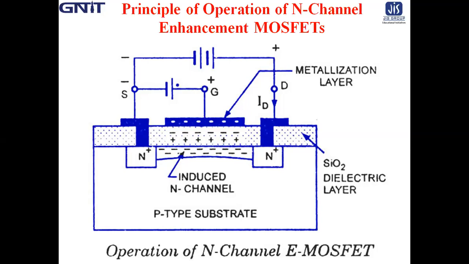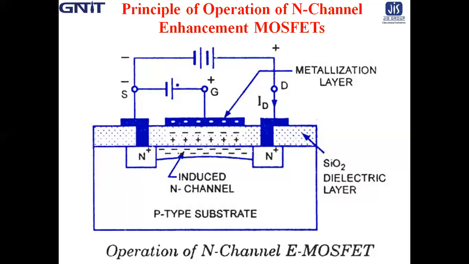The positive gate voltage will establish a transverse electric field through the oxide, which will end on induced negative charge, that is, the inversion layer on the semiconductor side. See here, with the increase of positive gate voltage, the amount of induced negative charge increases, thus extending the inversion layer between two n plus diffused regions.